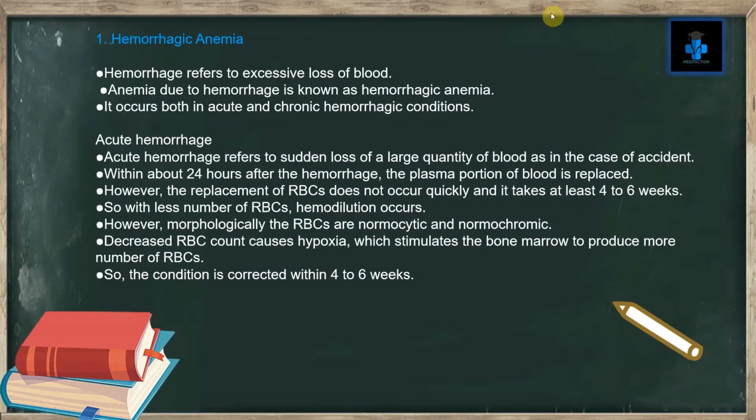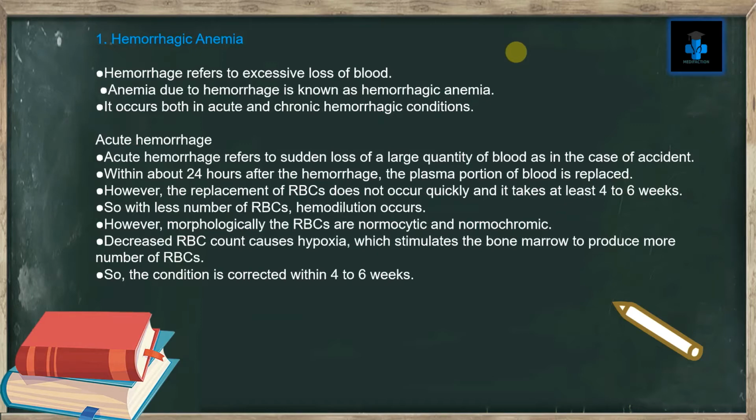Now let's learn in detail about each. Hemorrhagic anemia. Hemorrhage refers to excessive loss of blood. Anemia due to hemorrhage is known as hemorrhagic anemia. It occurs in both acute and chronic hemorrhagic conditions. Acute hemorrhage. Acute hemorrhage refers to sudden loss of a large quantity of blood, as in the case of accidents. Within about 24 hours after the hemorrhage, the plasma portion of blood is replaced. However, the replacement of RBC does not occur quickly, and it takes at least 4 to 6 weeks.